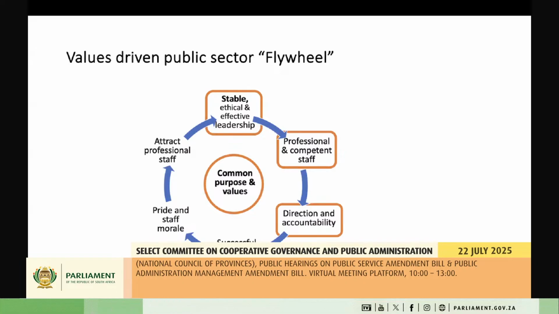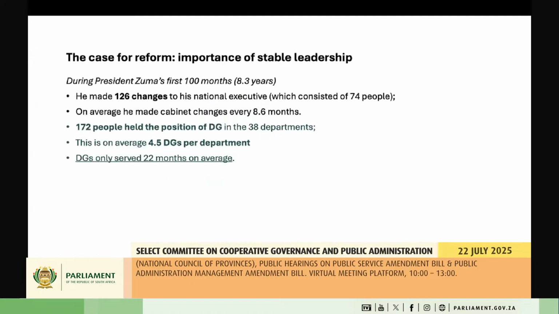Sarah, if you can go to the next slide. So this is just some interesting data, obviously a while old now, but during President Zuma's first 100 months, he made 126 changes to his national executive, which consisted of 74 people. On average, he made cabinet changes every 8.6 months. And that led to the fact that 172 people held position of DGs in the 38 departments. So on average, 4.5 DGs per department, and DGs only serve 22 months on average.